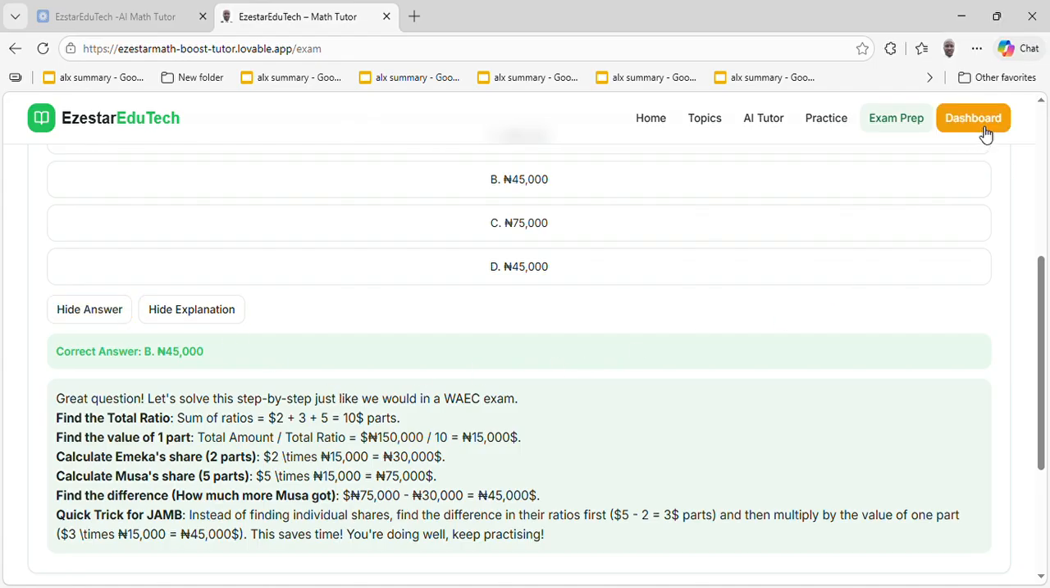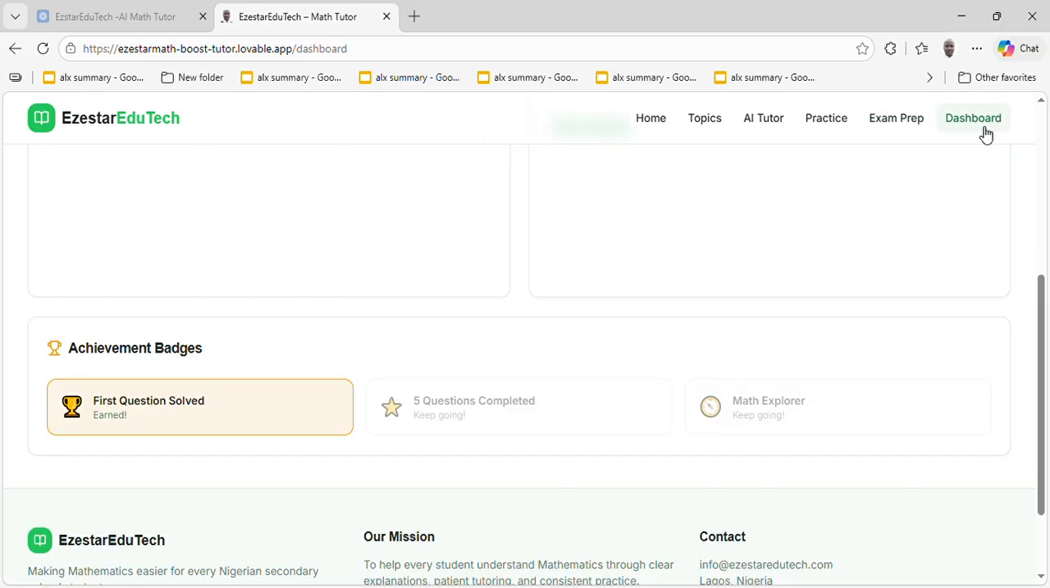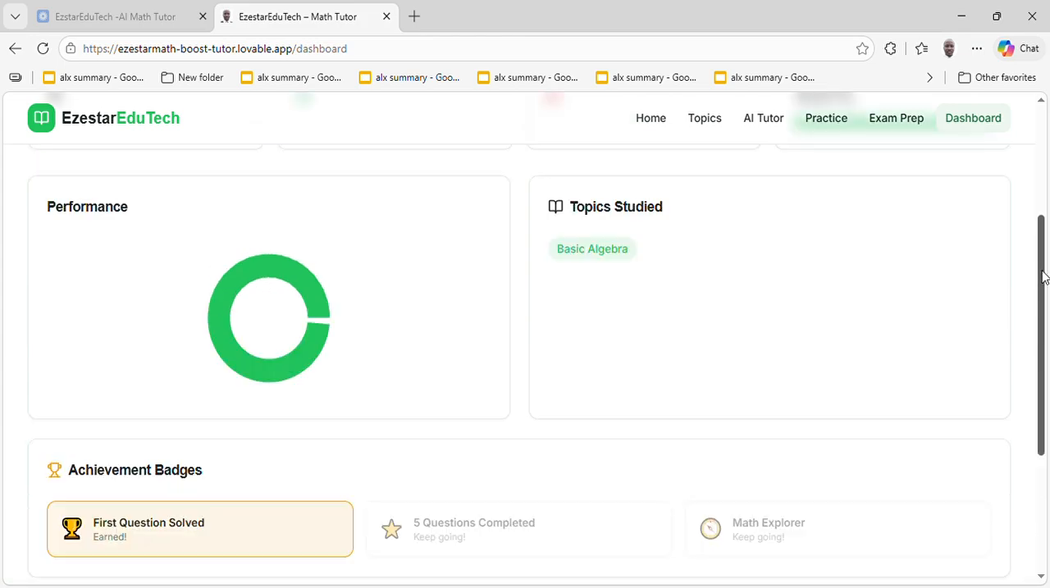Likewise, we have a section, the dashboard, that tracks progress with achievement badges, keeping students motivated to keep learning.